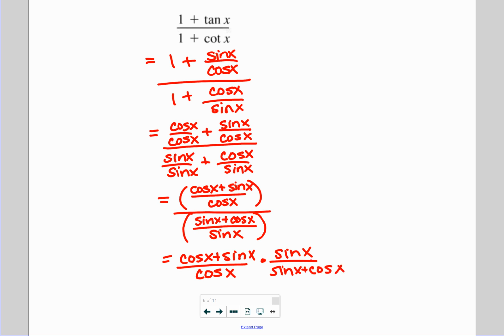What cancels? Sine plus cosine is the same as cosine plus sine, right? Addition, order doesn't matter. And I am left with sine over cosine. And what is sine over cosine? Tangent. So did I get to the same place? Yes. Did I use a different method? Pretty much. Yeah, I did sines and cosines instead of a reciprocal identity.